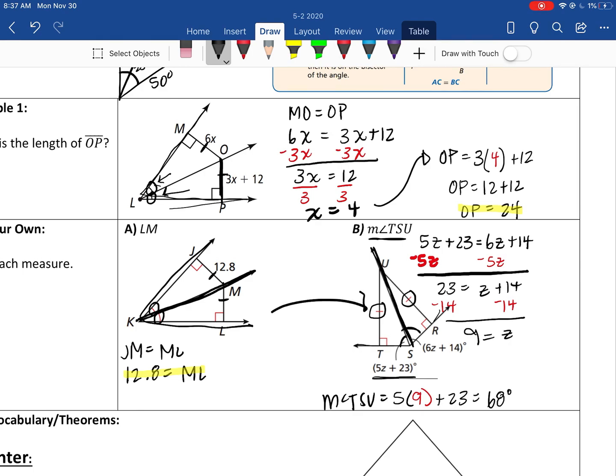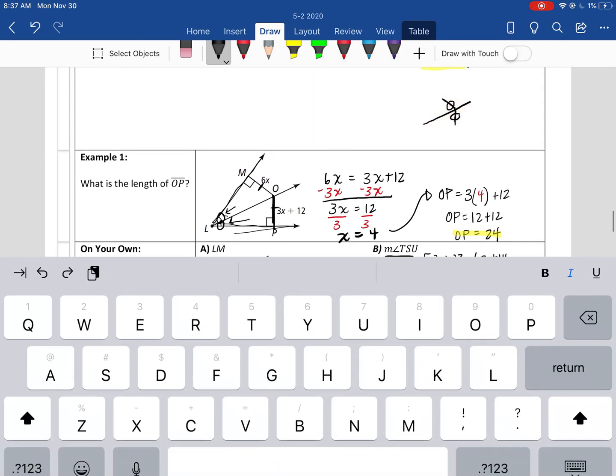Okay, so these are the two ways you're going to see it. You're going to see that you have congruent angles here and here, so you set your side lengths or your segments congruent, or you can see that your segments are equal, and therefore the angles are equal as well.